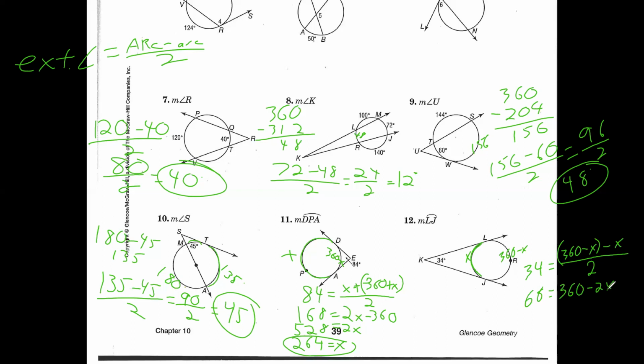Bringing 360 over to the other side by subtracting. That gives me 292. Now, both of these are still negative at this point. So negative 292 and negative 2x. Divide off the negative 2, and we're left with 1.